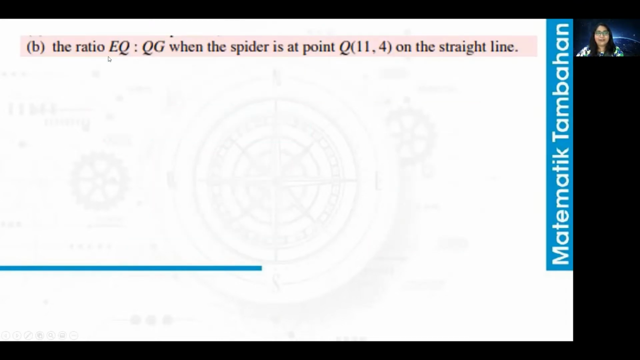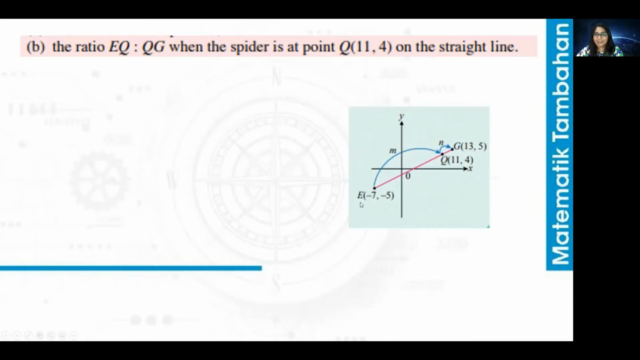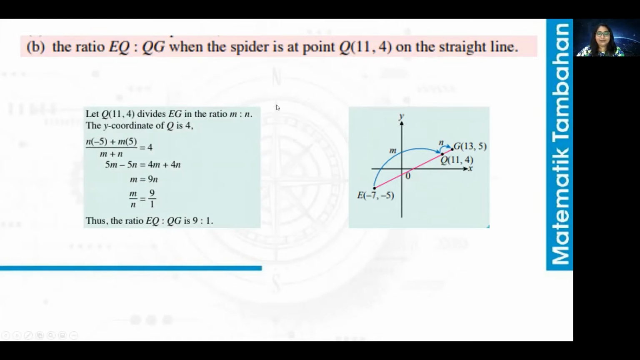Next, let's find the ratio of EQ to QG when the spider is at point Q(11, 4) on the straight line. So again, let's sketch this. So you have E(-7, -5), G(13, 5), and now you have a new point Q(11, 4). Now we don't know the ratio, so we use m and n. And if you remember from the previous slides, to find the ratio, you can choose to use the x-coordinate or the y-coordinate. All right, so here we will be using the y-coordinate. In the previous example, we have already used the x-coordinate.